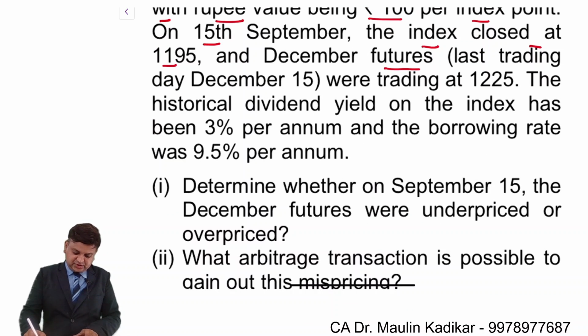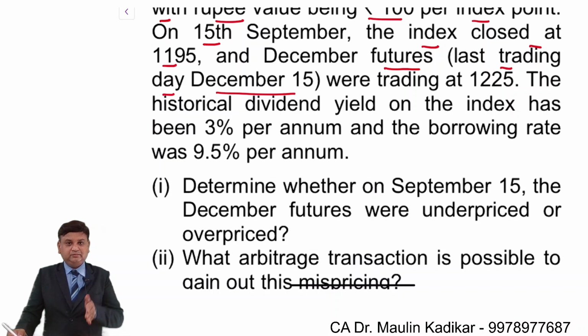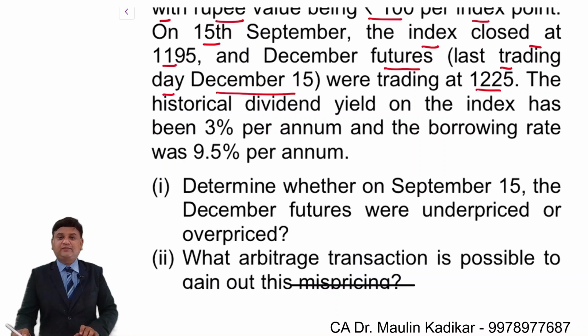The December futures last trading day is 15th of December. For December futures, the last trading day is 15th of December. We're trading at 1225. So on 15th of September, the spot index value is given, and the futures index value for 15th of December is also given to us.